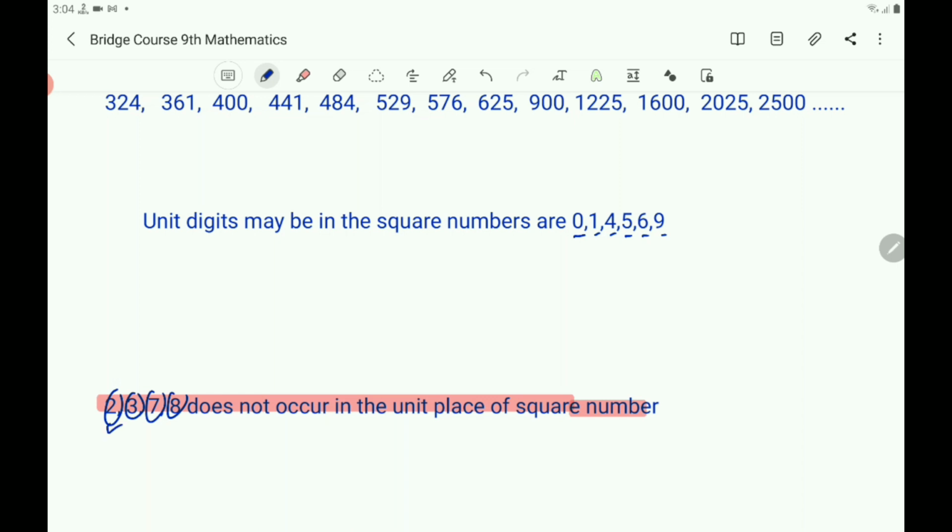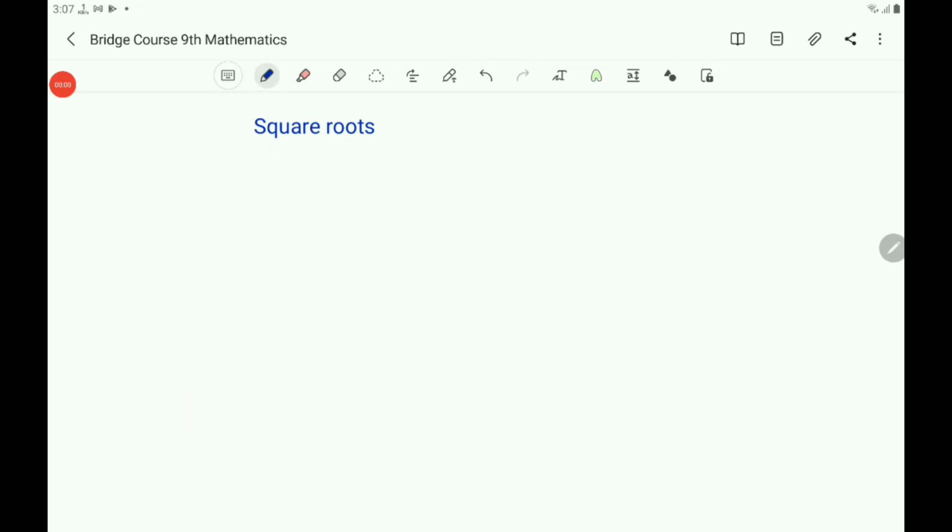But if 2 is there, it is exactly not a square number. If 3 is there in the unit place, it is exactly not a square number. If 7 is there, then also it is exactly not a square number. If 8 is there, then also it is exactly not a square number. So if 0, 1, 4, 5, 6, 9 are there, then you can verify; it may be a square number, or may not be a square number. But in a perfect square number, your unit digit is always one of these digits.